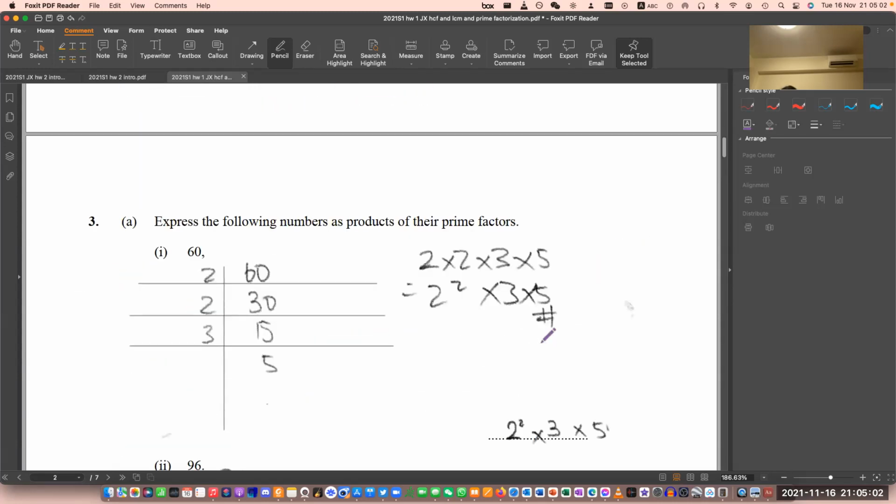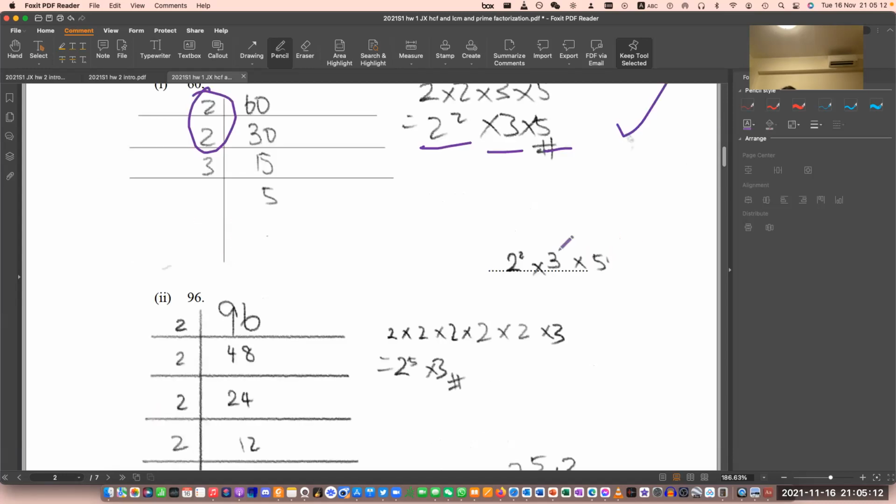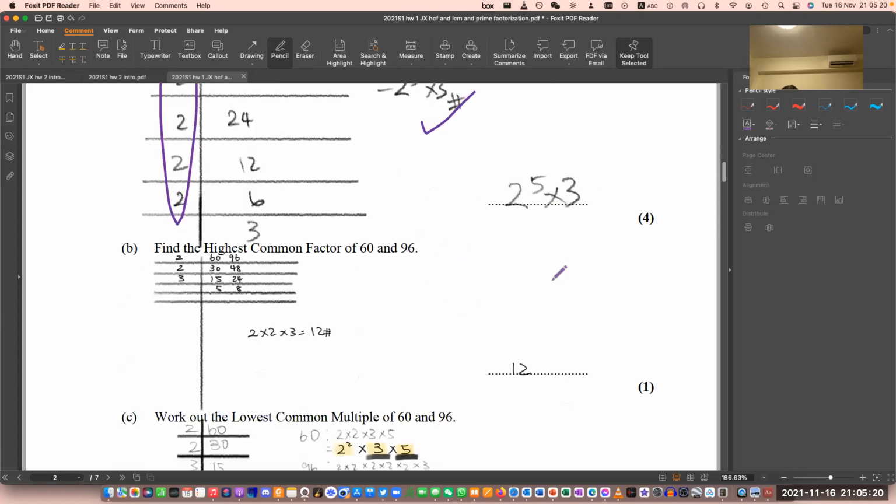Next, product of their prime factors. So basically these are just some more practice for you. Okay, 2 2s. Okay, very good. More practice. And how many 2s? 5 2s, 1 3. Okay, more practice only.